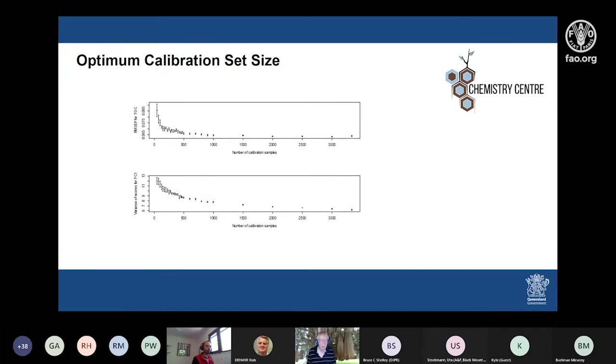Then we had to decide on how big a calibration set to use. We had some data for total organic carbon. So we looked at how the error for the prediction of the total organic carbon changed as we increased the calibration set size. And you can see that the error reduced and then started to stabilize at about 500 samples. This is also reflected in the variance of the scores for the first principal component. You can see there's a change in slope here at about 500. So we decided to use a calibration set of 500. We completed the analytical set on those, and we used the same set for all the calibrations.